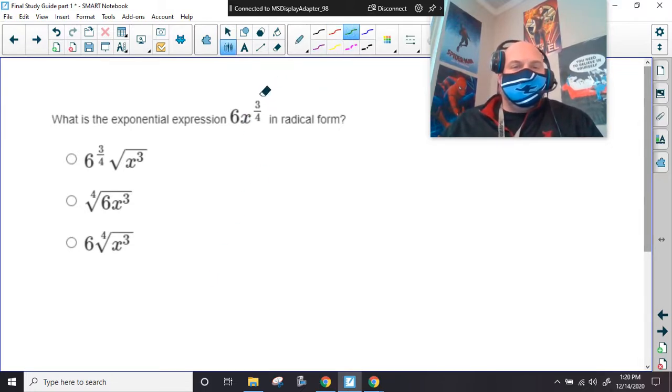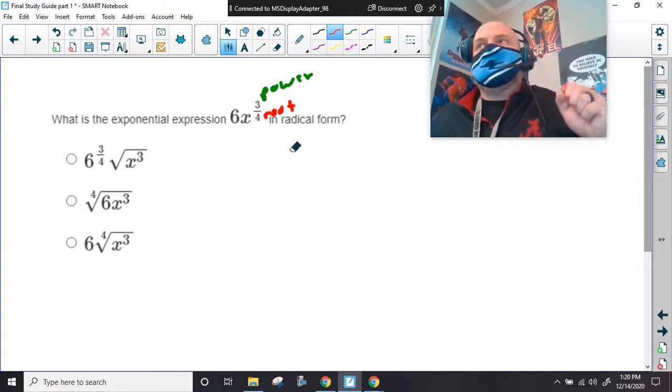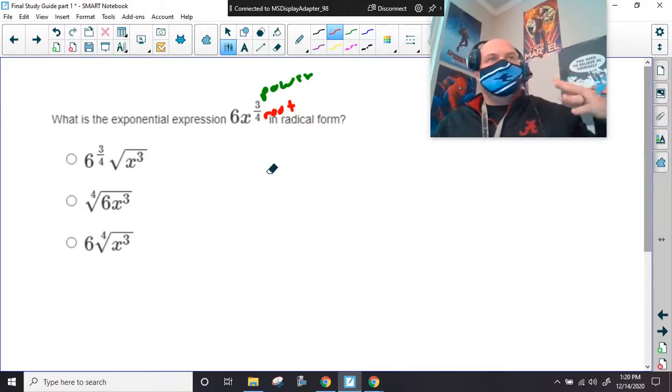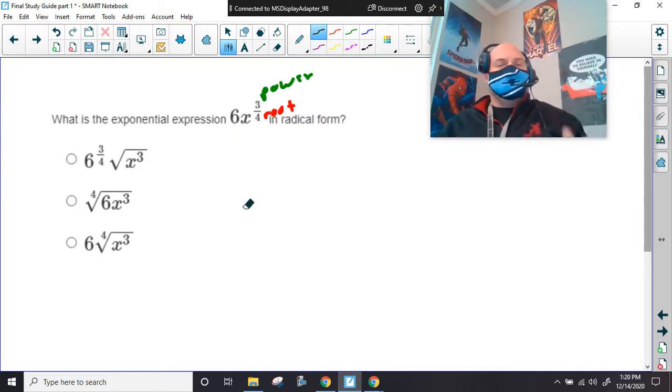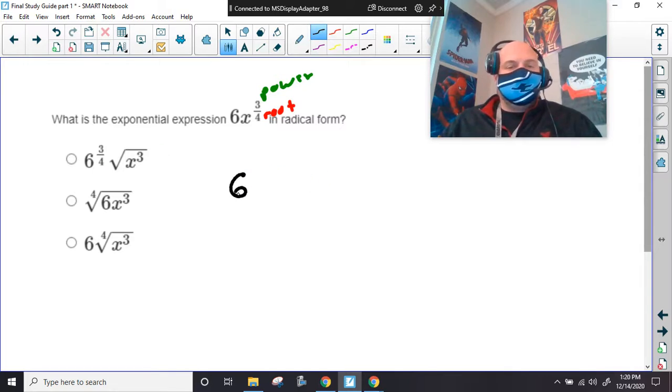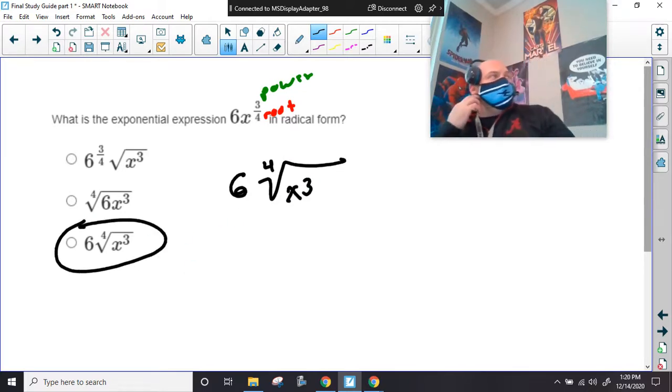All right. Remember, this is the power. The bottom number is the root. Here's the big question: what is being raised to that rational exponent? Is it 6x or just x? Yeah, just x. So this would be 6, the root goes here, x to the third. It'd be different if the 6x was in parentheses, but it's not.